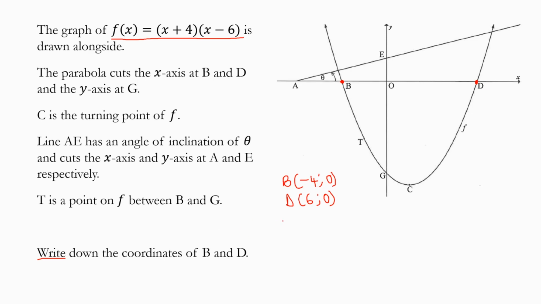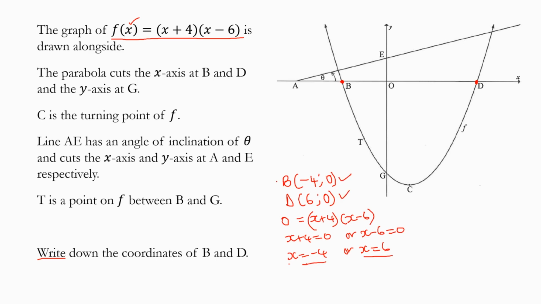Okay, where there's f of x here, we put 0, and then 0 is equal to (x + 4)(x - 6). You see that? And then it means either x + 4 = 0 or x - 6 = 0. Meaning that x is equal to -4 or x is equal to 6. And then we're getting x equal to -4 when y is equal to 0. We're getting x equal to 6 when y is equal to 0. So that's why we have these coordinates here.